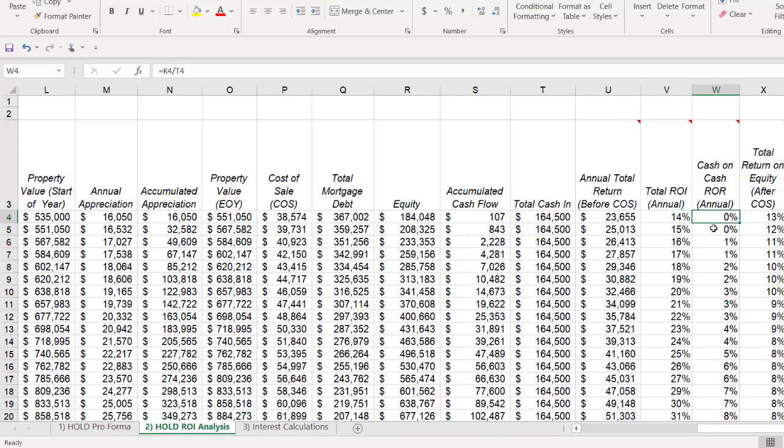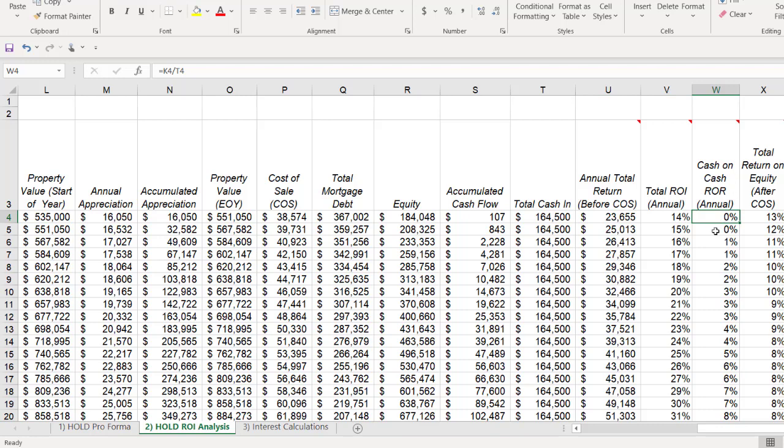The next tab shows cash on cash return, which is obviously very low in the first couple years because the property is essentially just breaking even. So cash on cash return is how much cash or capital you deployed into the investment. In this case, it was $164,500, and you are earning approximately $100 a year to start in cash flow, which is basically a 0% return.